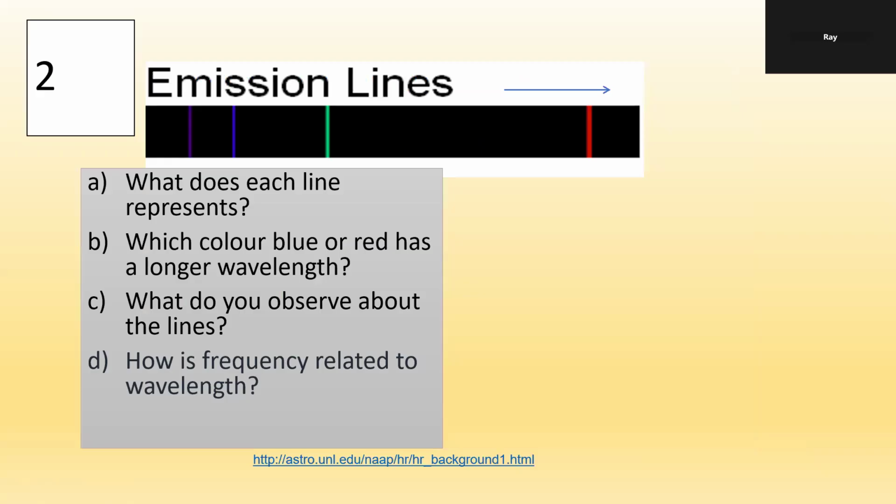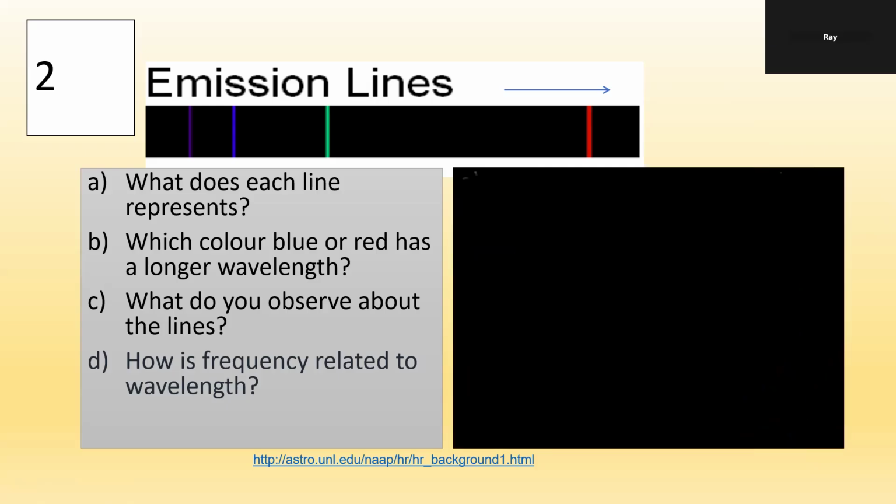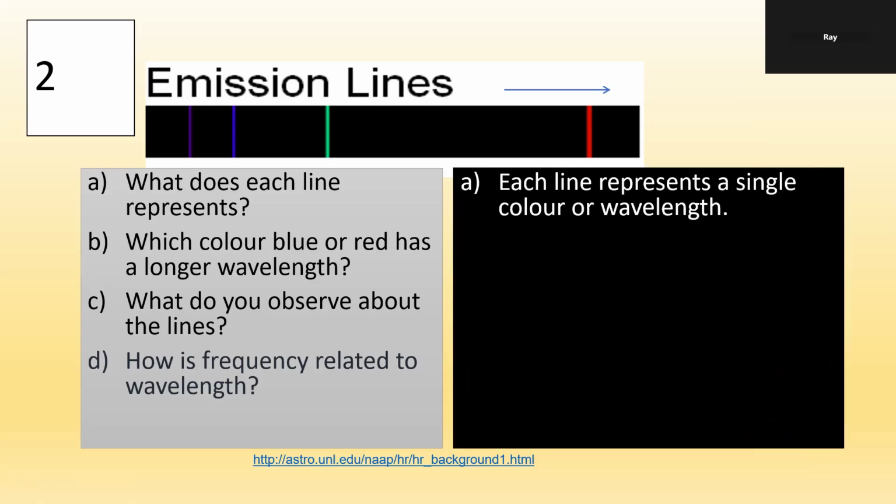What does each line represent in this emission line spectrum? Each line represents a wavelength, a single color, or wavelength, or energy of a photon, no? Which color, blue or red, has a longer wavelength? Red. Okay.